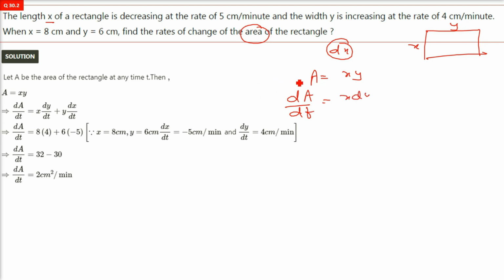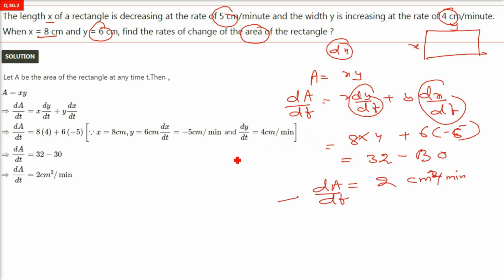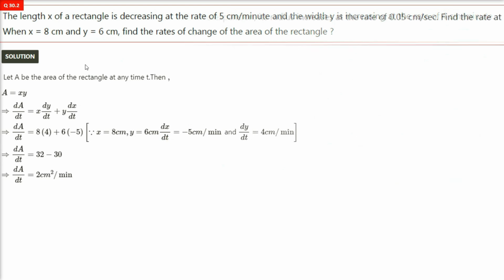dA by dt will be x dy by dt plus y dx by dt. Now we are going to use this 8 and 6 in this question. So x is 8, y is 6. These both values we know. dx by dt is negative 5, dy by dt is positive 4, and when we compute this, it's going to be 32 minus 30, that is going to be 2 centimeters square per minute. So this is dA by dt. Here 8 and 6 is utilized. In the previous question it was not being utilized.